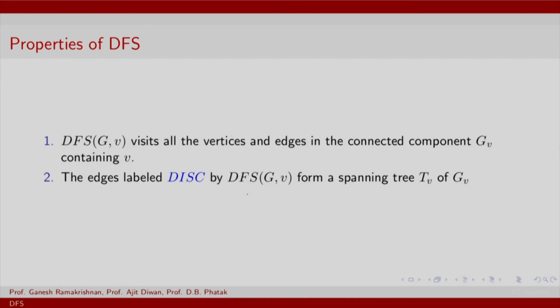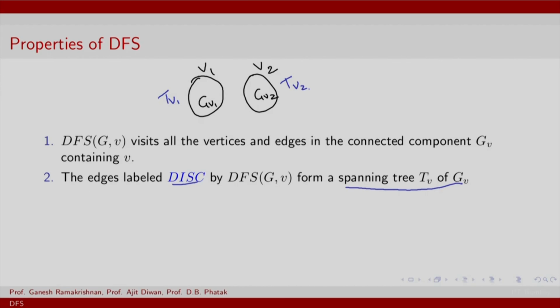The properties of DFS: it visits all the vertices and edges of the connected component GV containing V, and as I pointed out earlier in the case of BFS, you are going to run your DFS on a V1 or a V2 for every connected component GV1 or GV2, and the edges labeled discovery by DFS in every such connected component form a spanning tree TV of GV. So this gives you spanning tree TV1, spanning tree TV2 and so on.